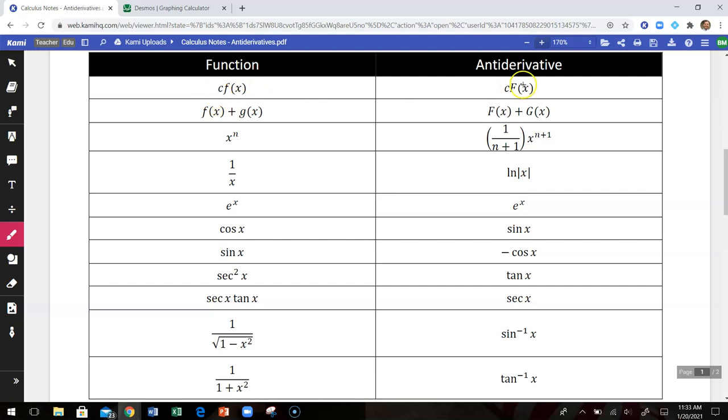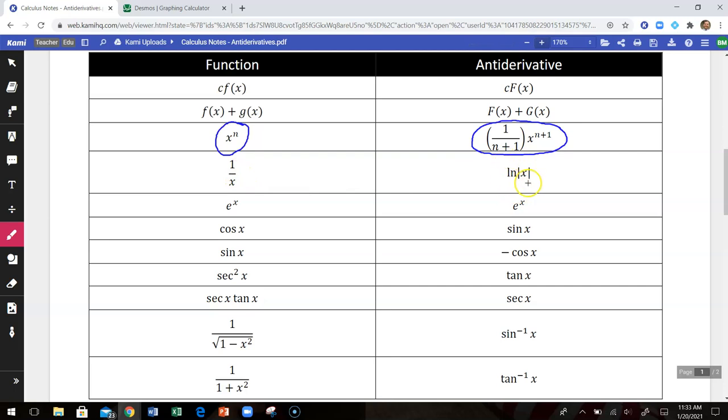It says if you have a constant out front, that constant will stay out front with your antiderivative. If you have 2 different functions, you can just do the antiderivative of each one of those. This third one is the most important one. It's kind of a power rule, and our power rule is exactly what I just did with that third example. What I'm going to do is add 1 to the exponent, and then put the reciprocal of that new exponent out front. So 1 over n plus 1, x to the n plus 1, would be the antiderivative of x to the n.